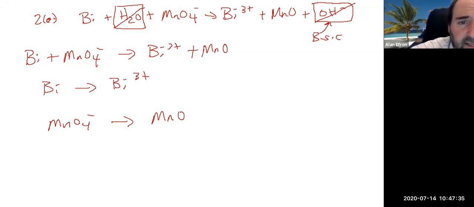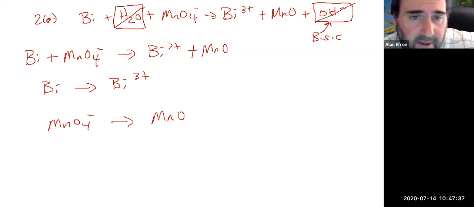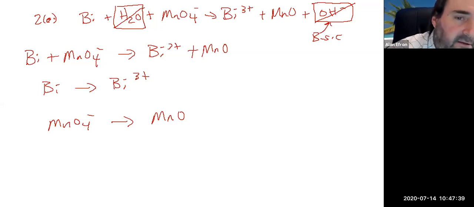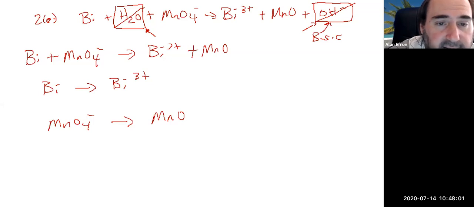So in this study assignment, it's probably the only place where you'll see it written like this. He included this stuff here to indicate that it's basic conditions, but you should get rid of it, then balance it. And in the end, when you balance it in basic conditions, you should end up with OH minus on the right-hand side in this example and H2O on the left-hand side. Any questions on that there?